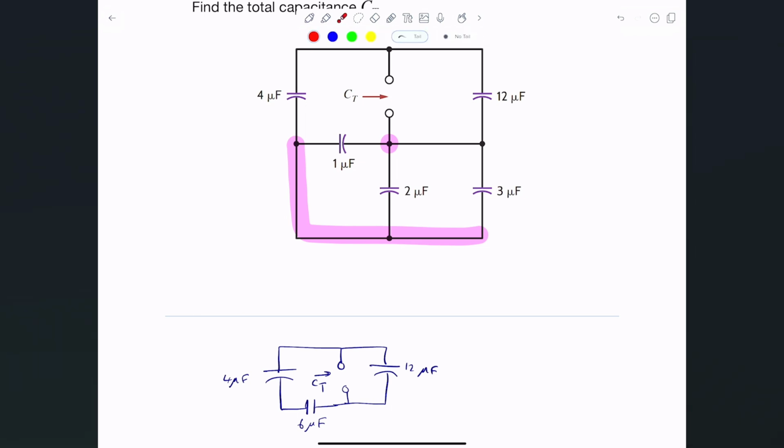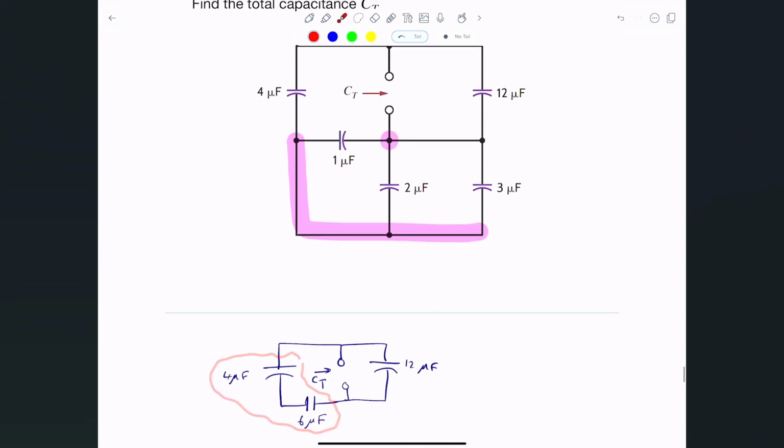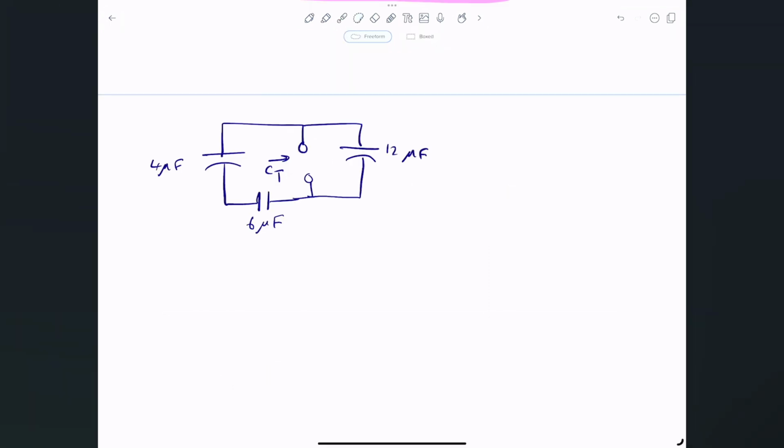Of course, now hopefully you recognize that these two are in series, and if they are in series, what you have to do is combine them similar to how resistors in parallel are combined. So let's do that. What we have is the combination here that are in series. We simply figure out the equivalent capacitance, that's 6 times 4 divided by 6 plus 4. Okay, and that's 24 divided by 10, which is 2.4 microfarads.